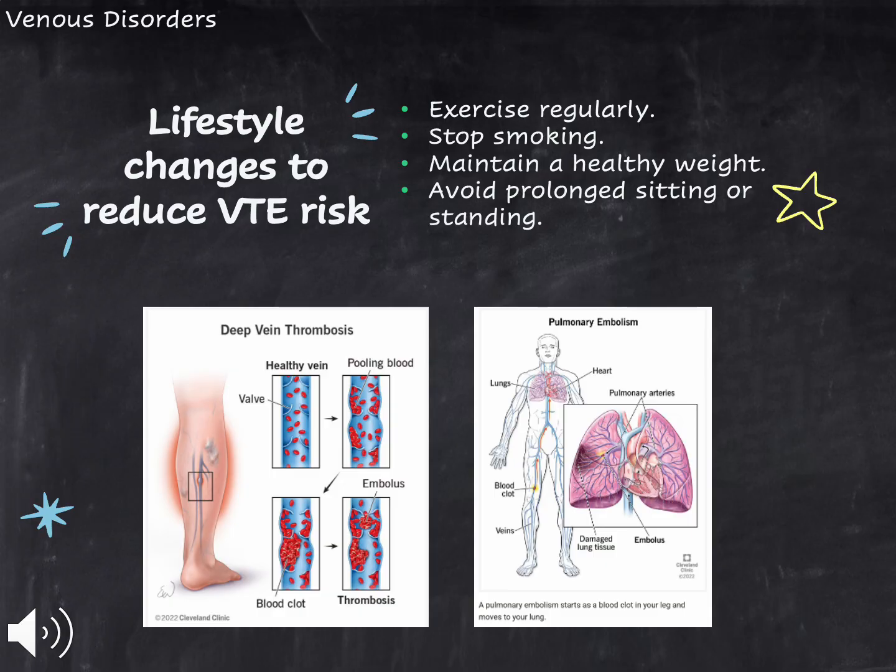Here's a practical teaching example. A high-risk patient asks what they can do to prevent a blood clot. The best advice? Stay active, stop smoking, and maintain a healthy weight. These small, consistent behaviors are powerful. As nurses, we reinforce that VTE prevention doesn't stop in the hospital. After discharge, movement, hydration, and, if prescribed, compression stockings during travel can make all the difference.